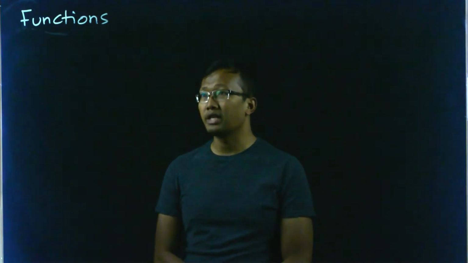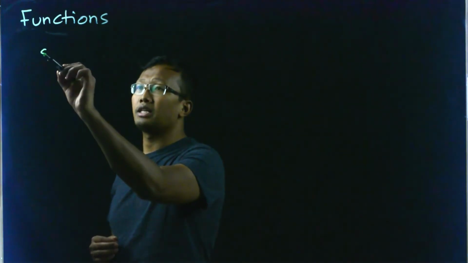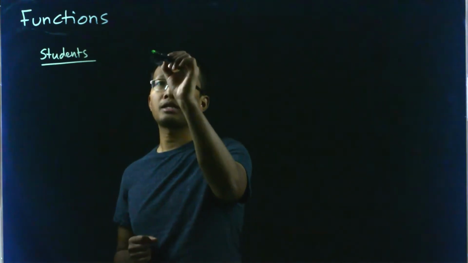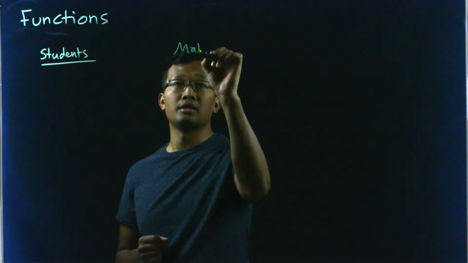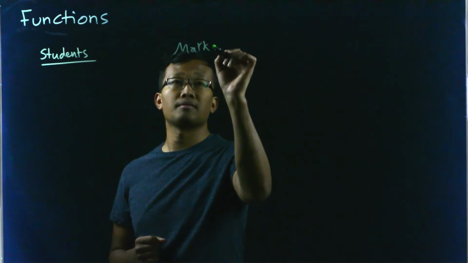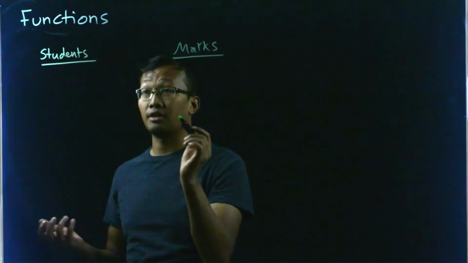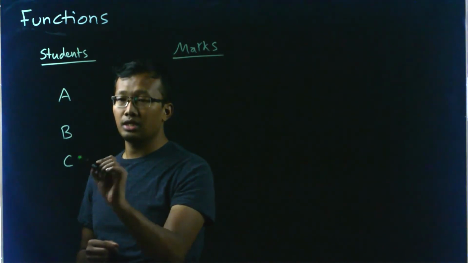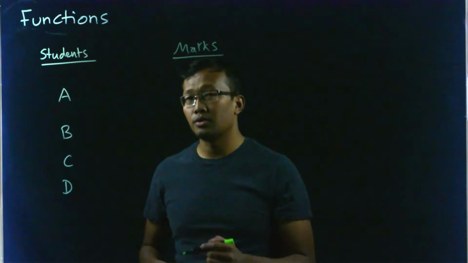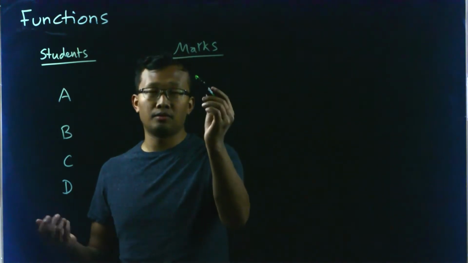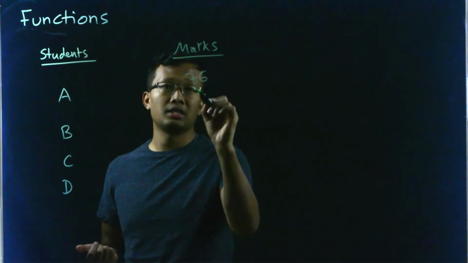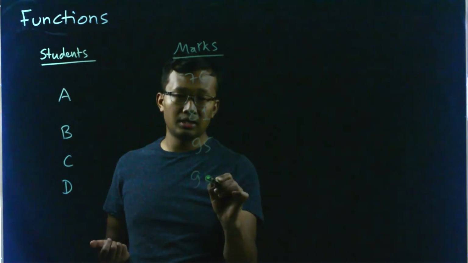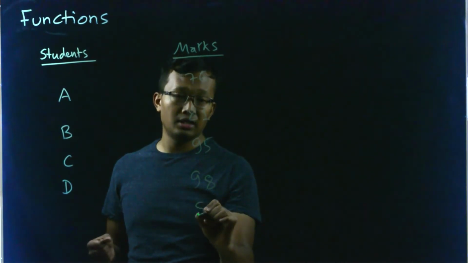Now let's take two examples. Suppose there are students and their marks that they got in one of the tests, marks out of 100, let's say student A, student B, student C, student D. Suppose the marks were 76, 81, 95, 98, and suppose 80.